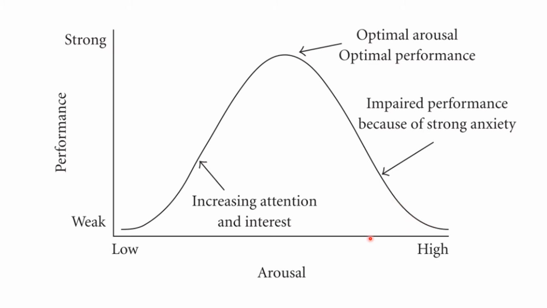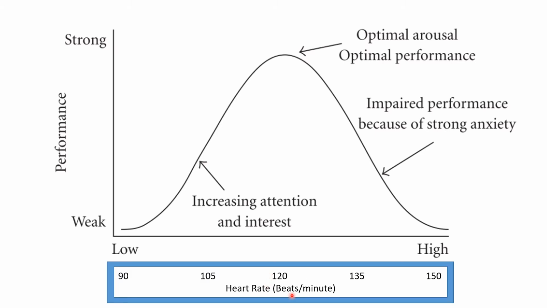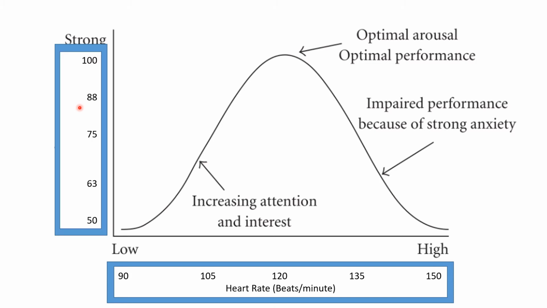All right, so let's use quantitative variables to replace these. Instead of arousal, we could measure arousal, say, in your heart rate, your beats per minute, with relatively low being, we'll just say, 90, and high being 150. And for performance, we can do grades. A low grade is going to be a 50, a high grade is going to be a 100.